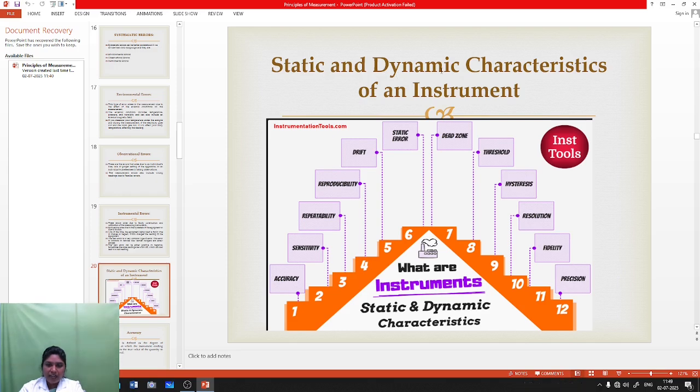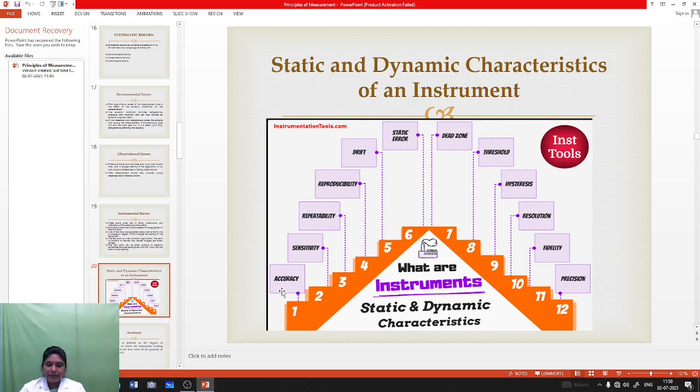What are dynamic characteristics? In dynamic characteristics, the quantity to be measured by the instrument varies with respect to time. Static means it does not vary with time or varies slowly with time; dynamic means the quantity varies with time. We can see the various characteristics of static and dynamic types.